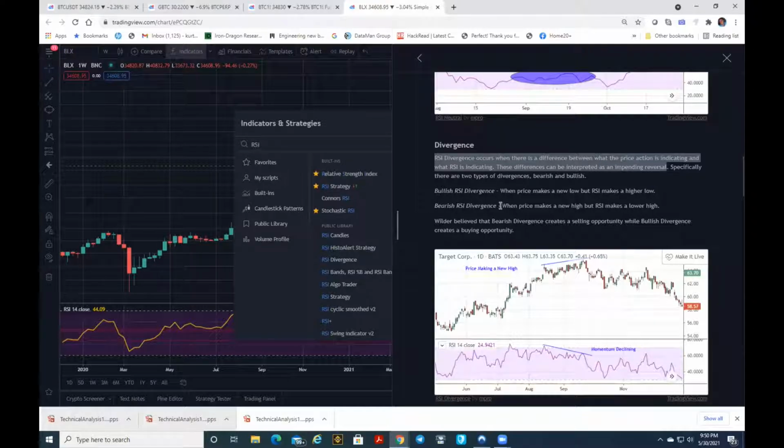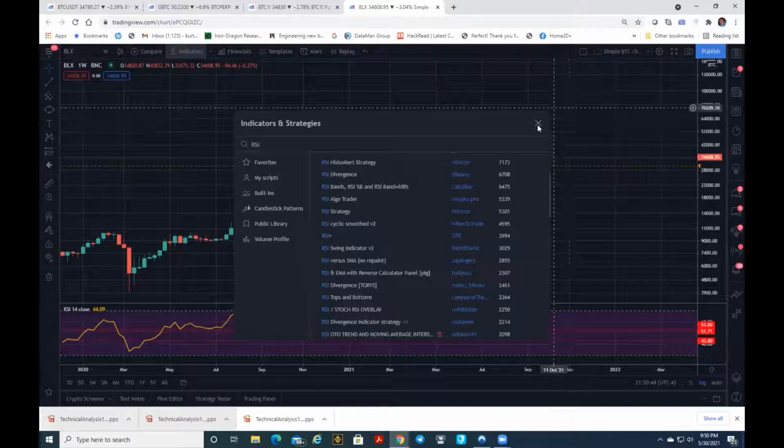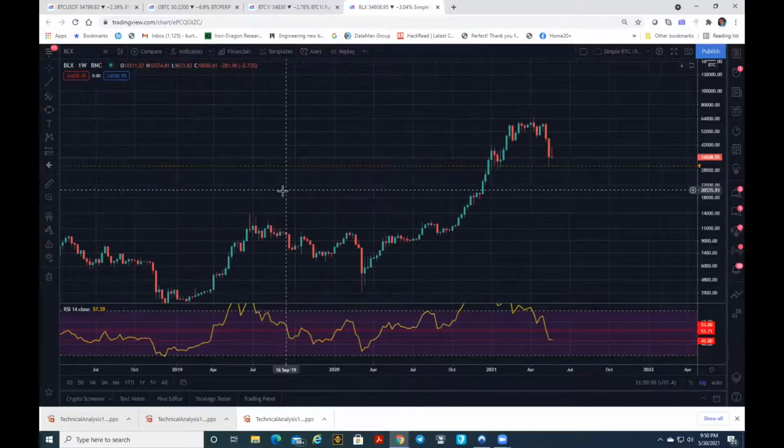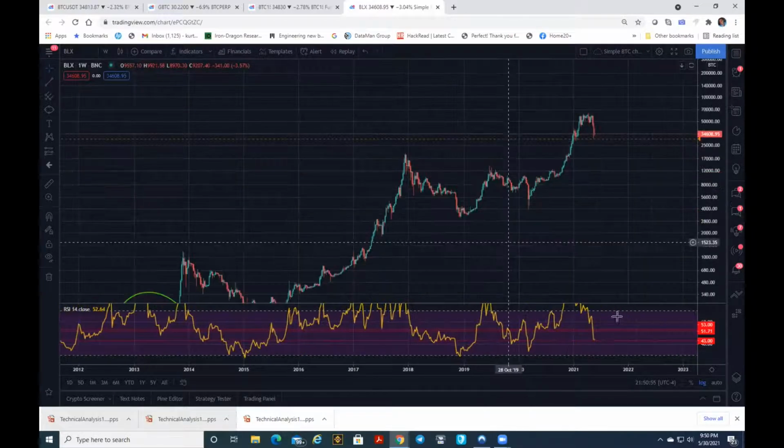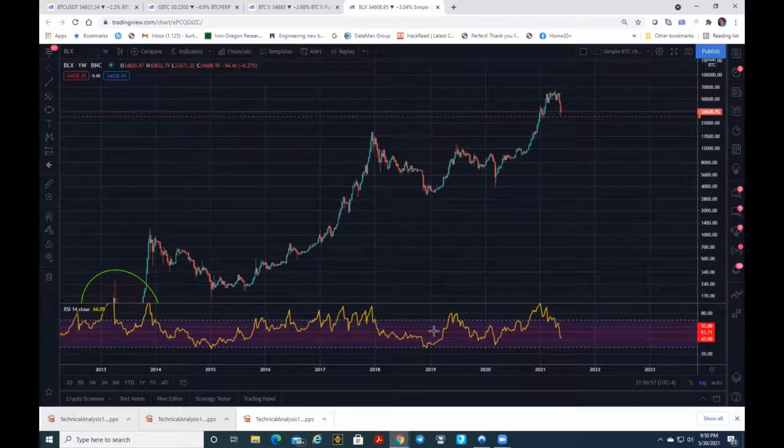The bearish RSI divergence is when the price makes a new high, but the RSI makes a lower high. So let's go to the chart and find where this played out a few times. This is the weekly chart on here, and what we're looking for is pullbacks.